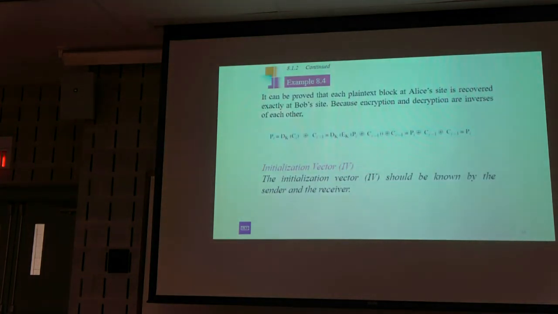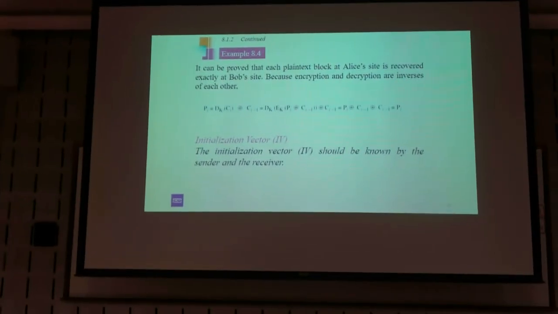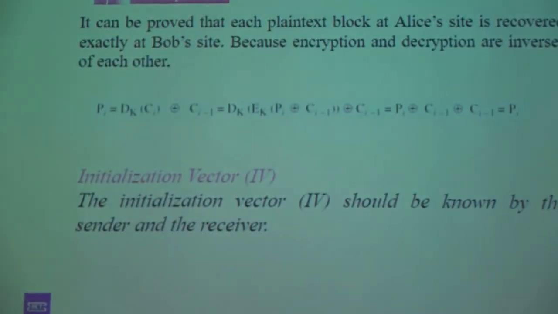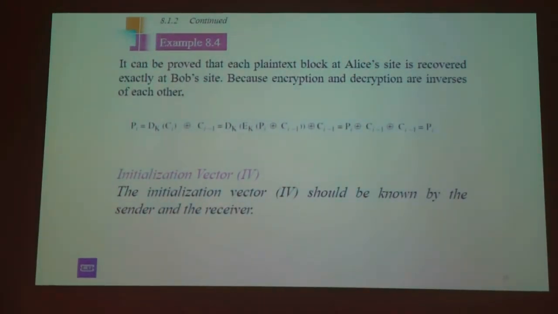Okay, so it can be proved that each plaintext block at Alice's site is recovered exactly at Bob's site, because encryption and decryption are inverses of each other. So one issue is with the initialization vector. The initialization vector should be known by the sender and the receiver. That's another complication. So you not only need to share the key, you have to share also the IV.